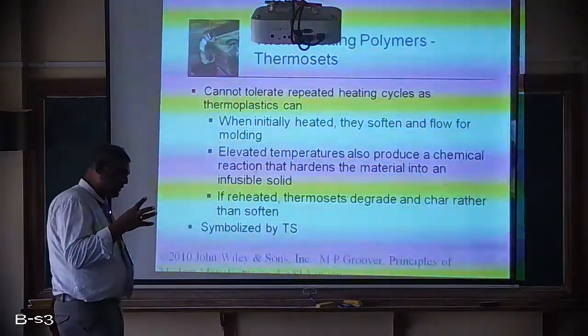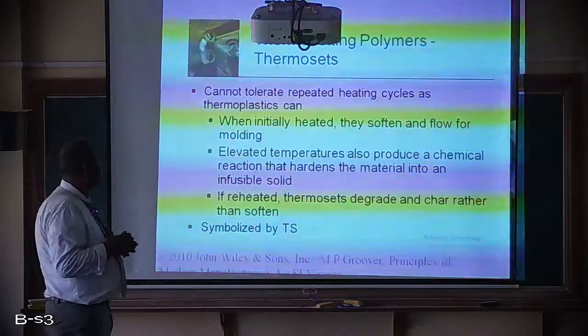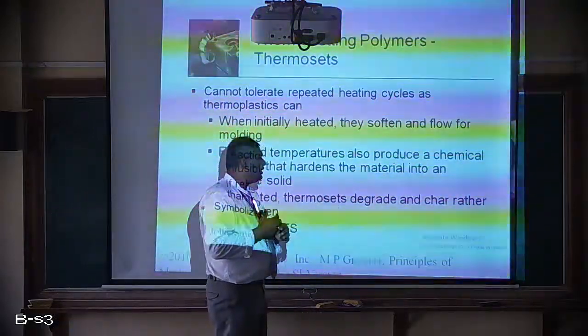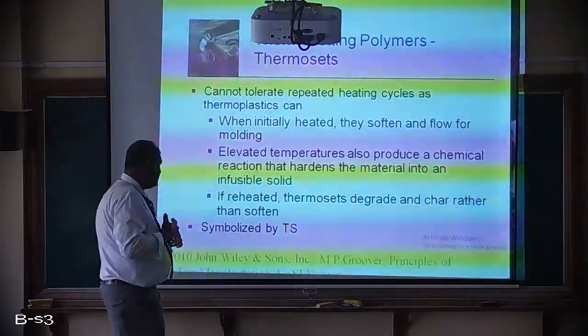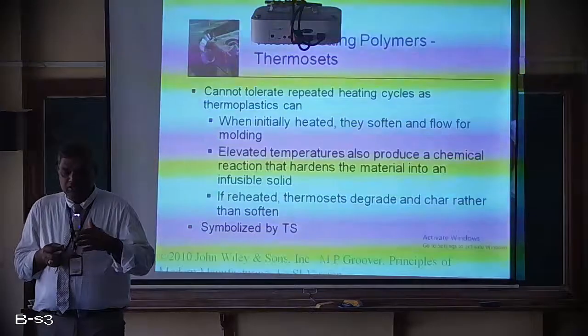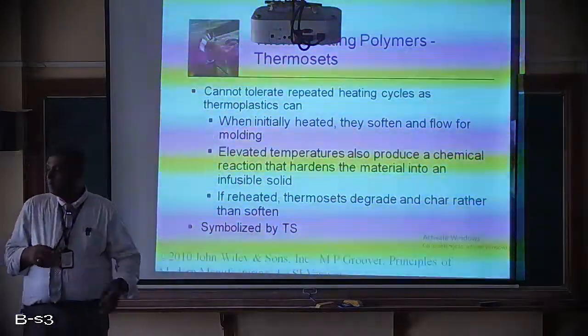So the cross-linking is so strong, it does not release. The bonding is too strong. If reheated, thermosets degrade, and their characteristics soften. These are represented by TS. So TP means thermoplast, TS means thermoset polymers.